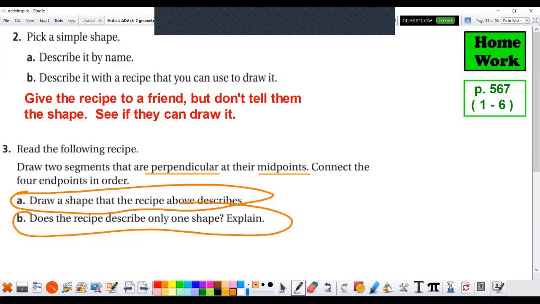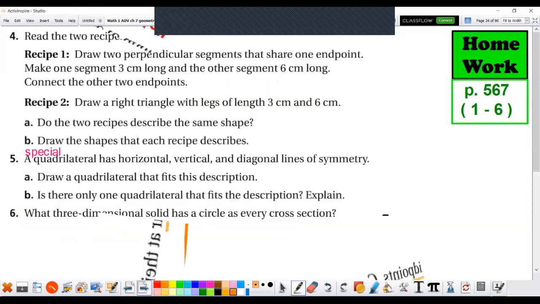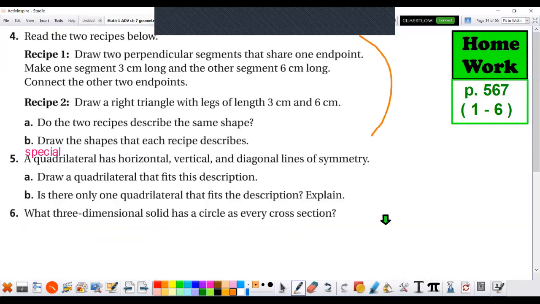Once again, when you're done, watch the answers to the homework video and I'll show you the correct answer. Number 4, just follow these directions. You're going to need a ruler. Draw this recipe or directions. Do this one. Compare them. Are they the same? Are they different?